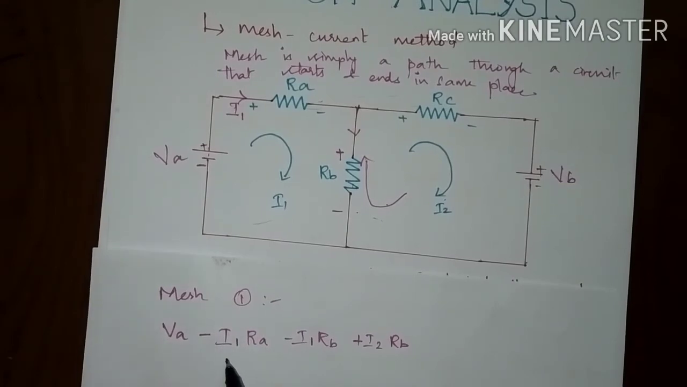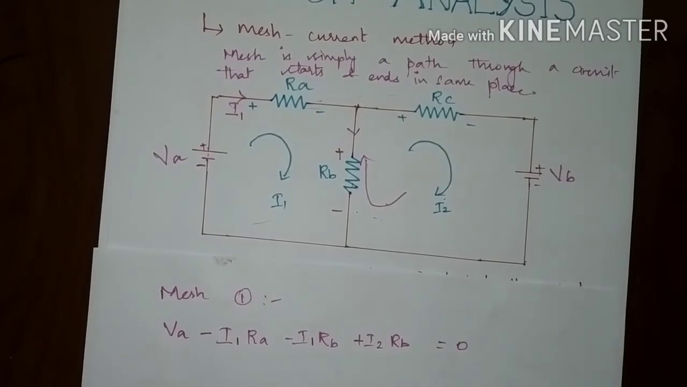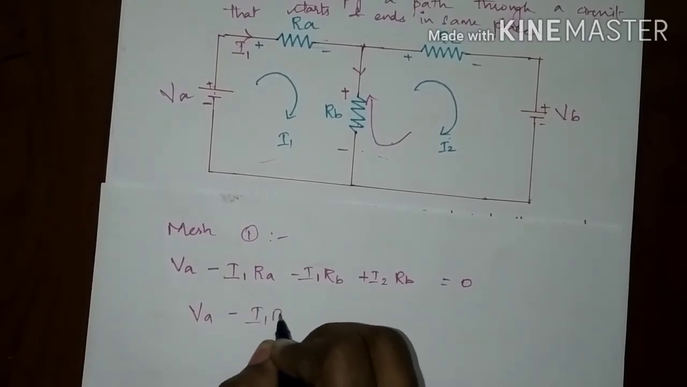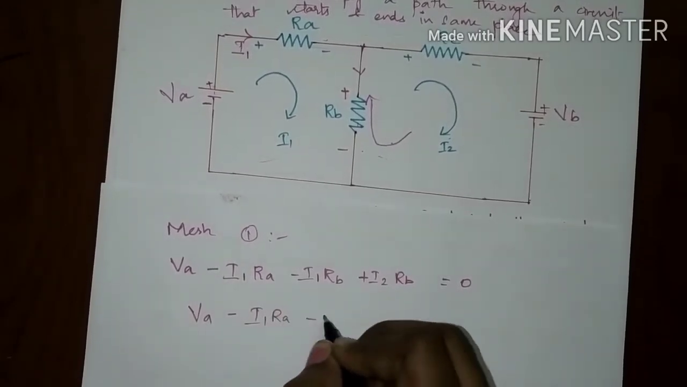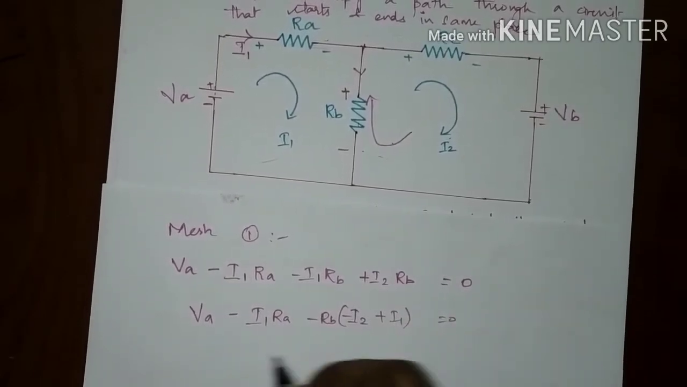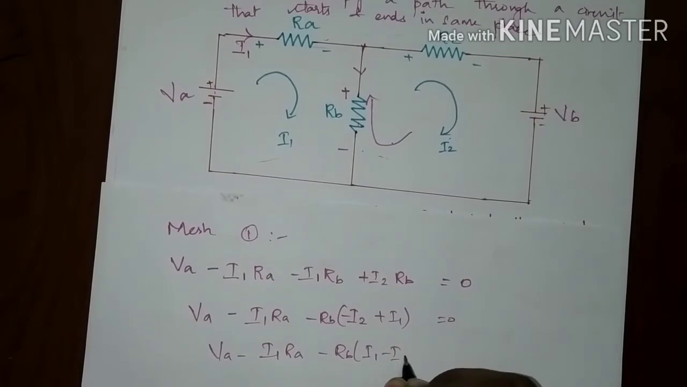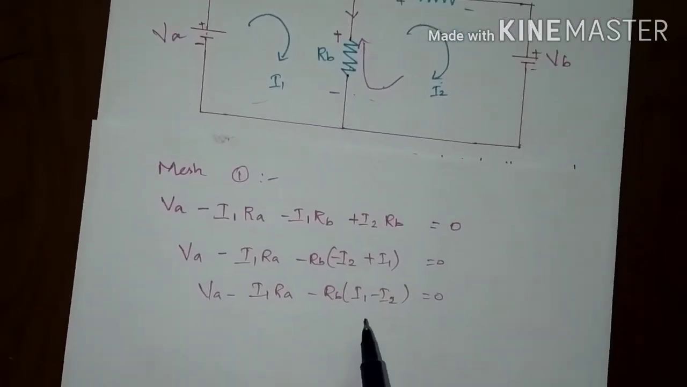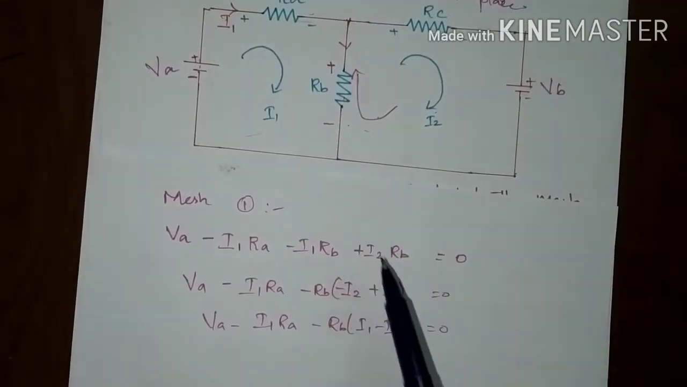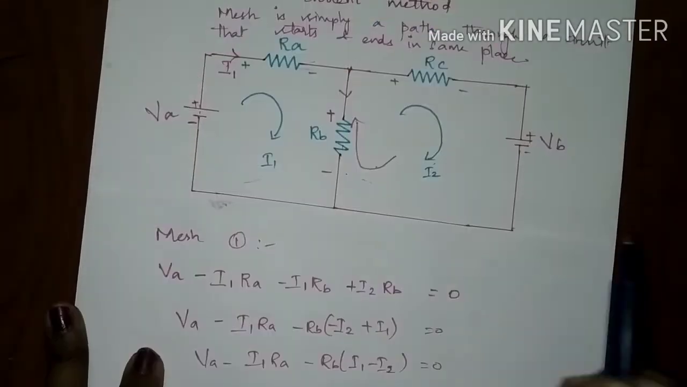According to KVL, the summing of the potentials that occur in the loop would be equal to 0. So VA minus I1 RA, and if you take minus RB as common, minus I2 plus I1 is equal to 0. That is VA minus I1 RA minus RB of I1 minus I2. Based on step 2, the difference between the two currents flowing in RB produces a potential drop. Okay, this is the voltage equation in mesh 1.